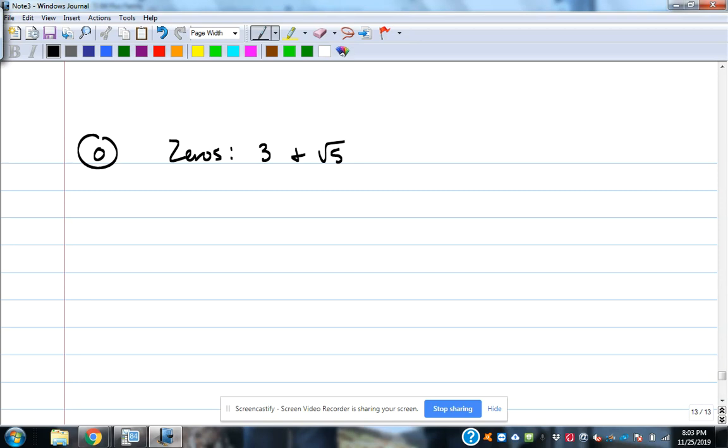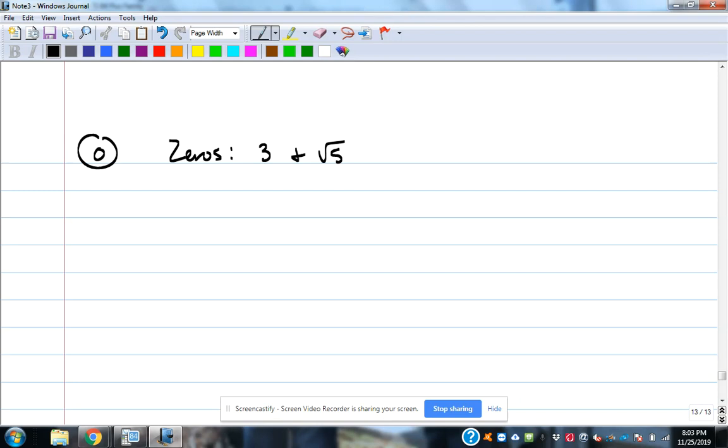Then they start kind of throwing curveballs. Knuckleballs at you. Make it look hard. Okay? So they tell us that the zeros are 3 and then square root of 5.